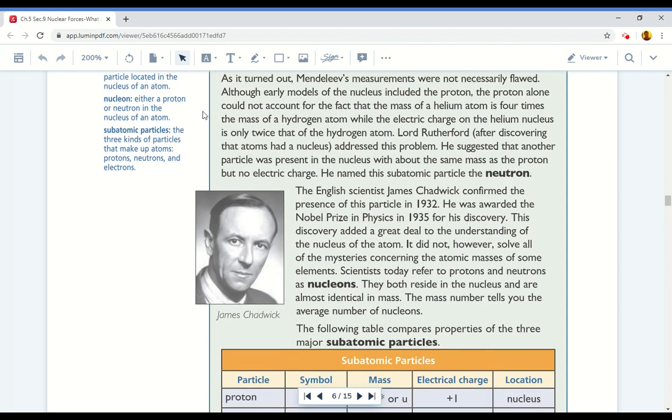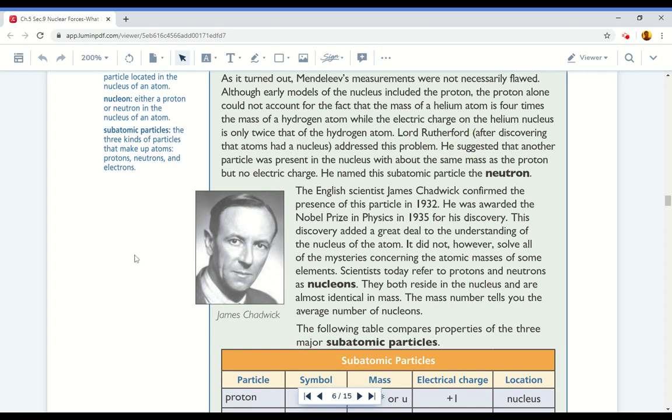As it turned out, Mendeleev's measurements were not necessarily flawed. Although early models of the nucleus included the proton, the proton alone could not account for the fact that the mass of a helium atom is 4 times the mass of a hydrogen atom, while the electric charge on the helium nucleus is only twice that of the hydrogen atom. Lord Rutherford, after discovering that atoms had a nucleus, addressed this problem.